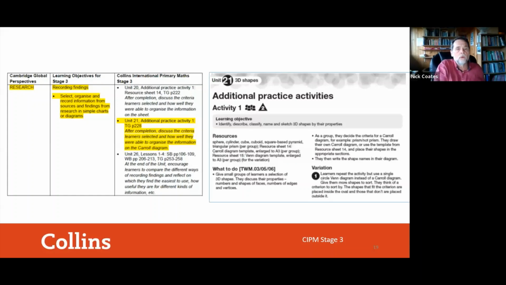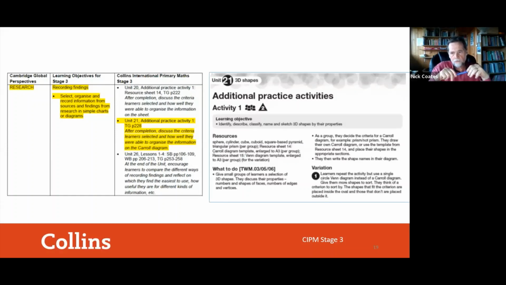So that's focusing you on to the use of the diagram and how well they did it, so they can reflect on their diagram and consider how they might do it better in the future. So there's an element of reflection there, but the particular learning objective is select, organize, and record information from sources and findings from research in simple charts or diagrams. It's quite straightforward at this level.